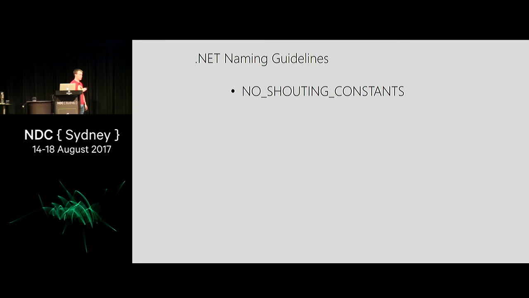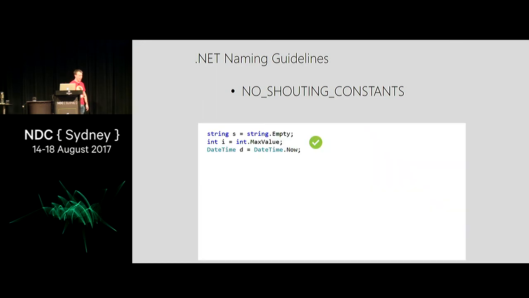I want to make a special shout out about no shouting constants. This is something which people coming from Java tend to do. Within .NET, we just use Pascal case. They're just properties. So we have string.Empty, int.MaxValue, DateTime.Now. We don't have string.ShoutyEmpty, ShoutyMaxValue, ShoutyNow.